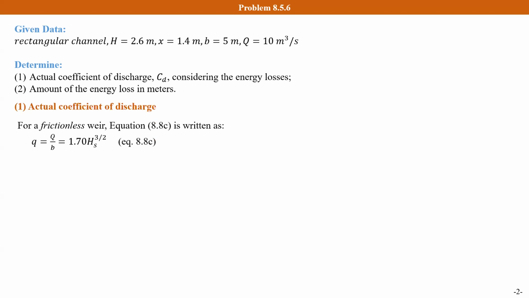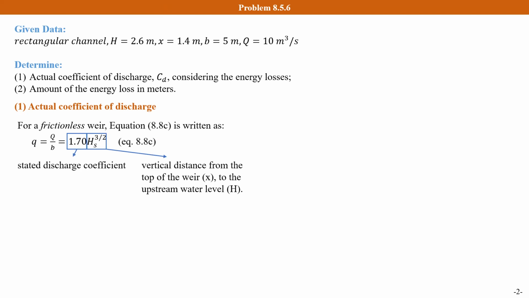Based on equation 8.8, we know that for a frictionless weir, the discharge for a unit width of the channel equals 1.7 times h sub s to the power of 1.5. The 1.7 here is the stated discharge coefficient, and h sub s is the vertical distance from the top of the weir to the upstream water level. So h sub s equals H minus x.